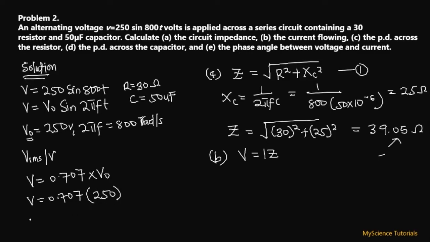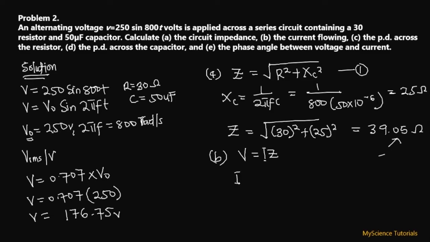So if we multiply all that we have, we are going to get our applied voltage across this circuit to be 176.75 volts, as the voltage for our entire circuit. Now using that voltage, we can now find our current over here.